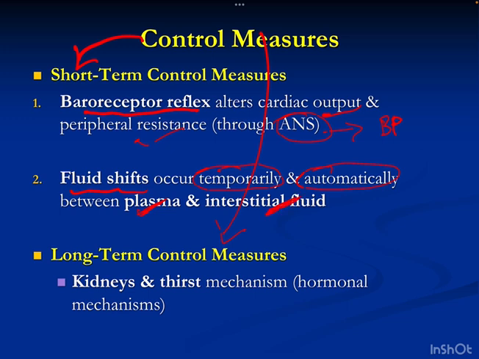We'll talk on this. Under long-term control methods, the kidneys play a very important role, plus there is also the thirst mechanism, and it is regarded as the hormonal mechanism. So hormones come into play for the control of body fluids.